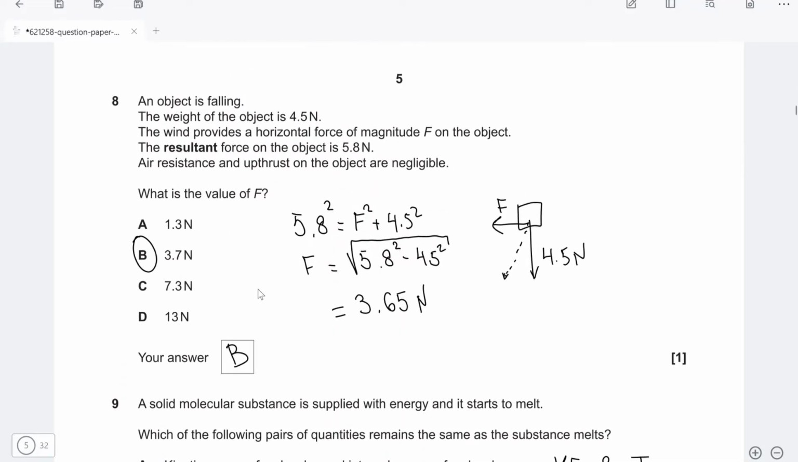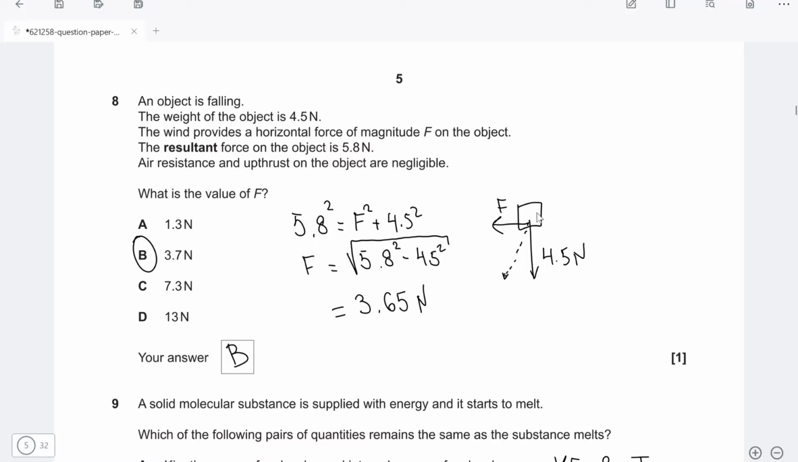Question 8. An object is falling. The weight of the object is 4.5 newtons. The wind provides a horizontal force of magnitude F on the object. We have some sort of a resultant force, which is 5.8 newtons.